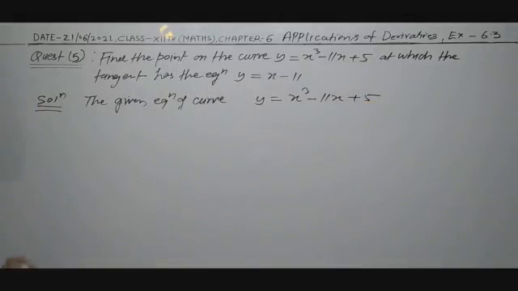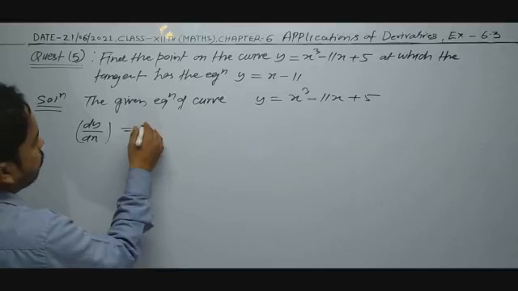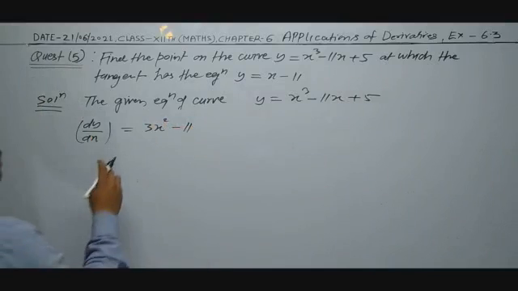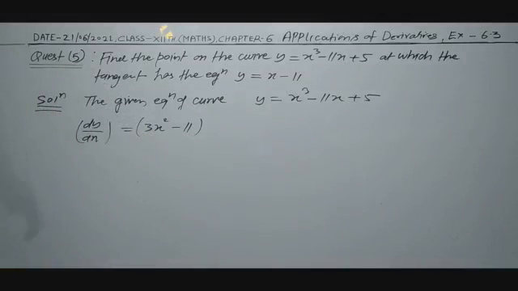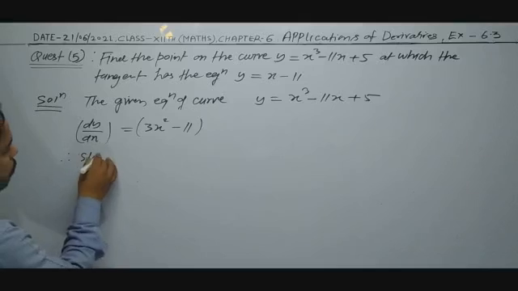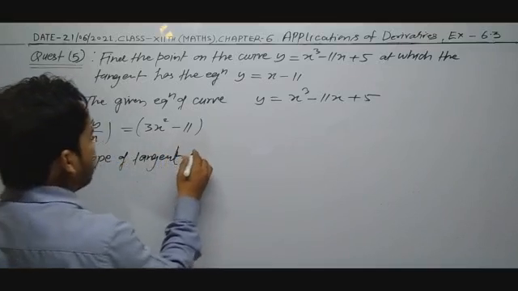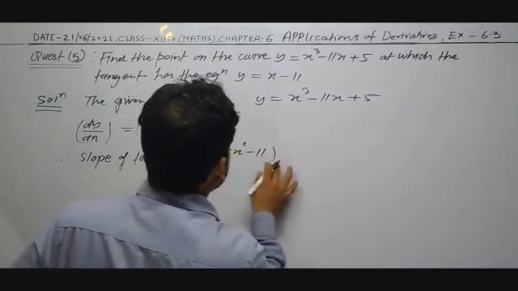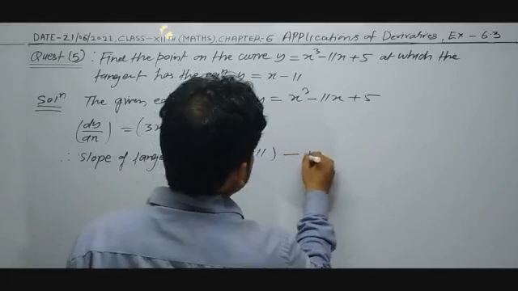So when you differentiate, dy by dx result will be 3x square minus 11. So this is the slope of the tangent. Therefore, slope of the tangent is equal to 3x square minus 11. And from the given equation of the tangent, consider equation 1.